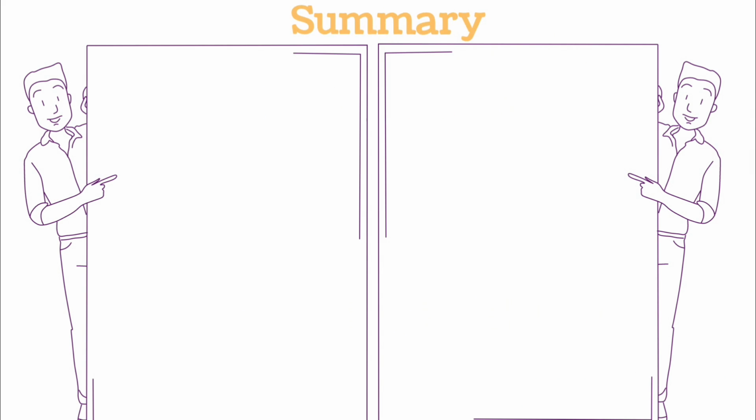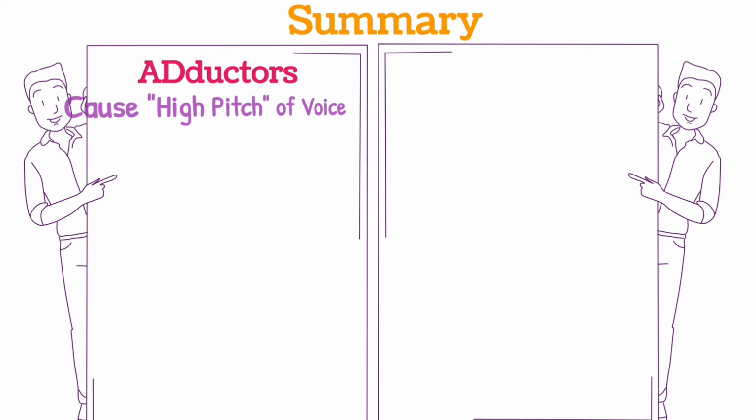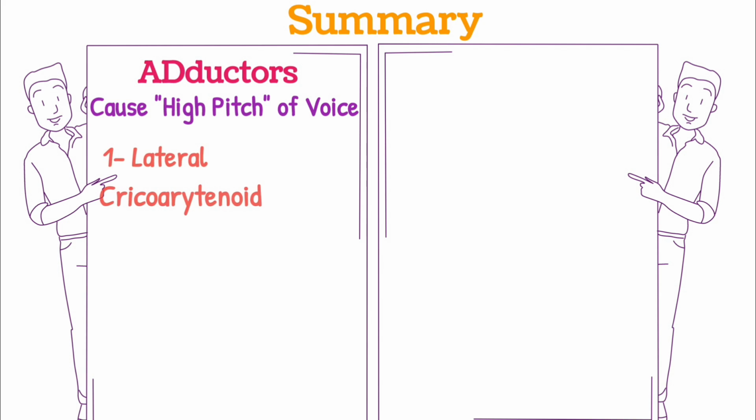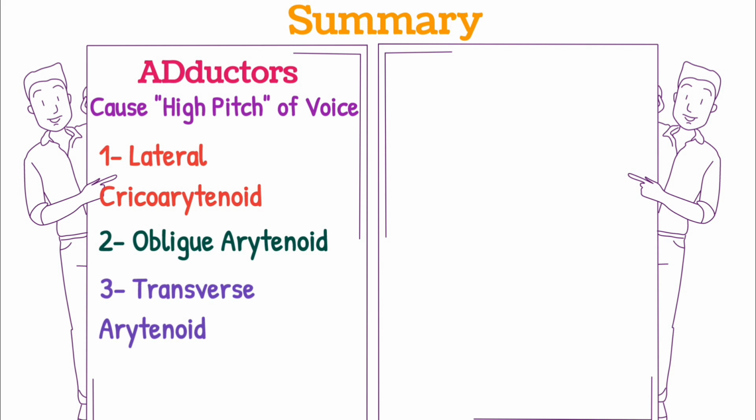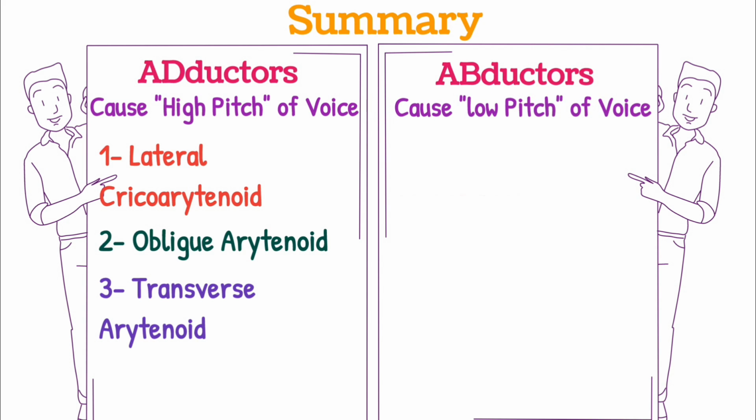This is the summary of the lecture. The adductors of vocal cords tense the cords and cause high pitch of voice. These are the adductors: lateral cricoarytenoid, oblique arytenoid and transverse arytenoid. On the other hand, the abductors relax the vocal cords and lower the pitch. The abductor is posterior cricoarytenoid.